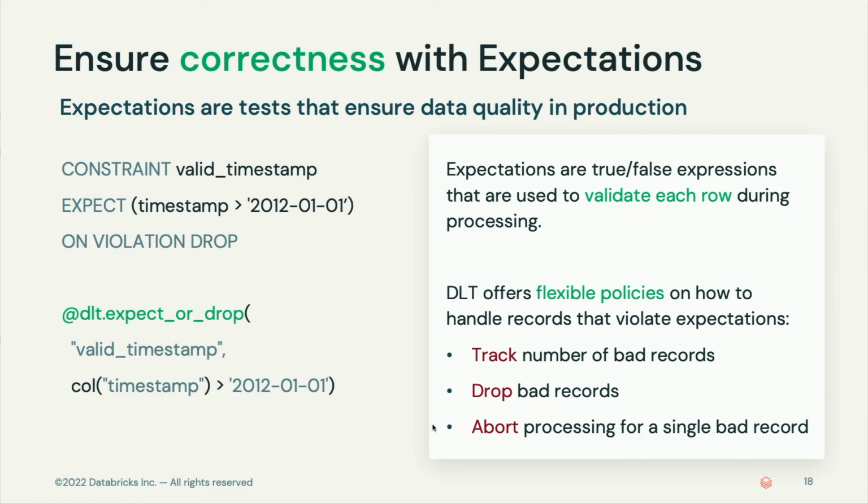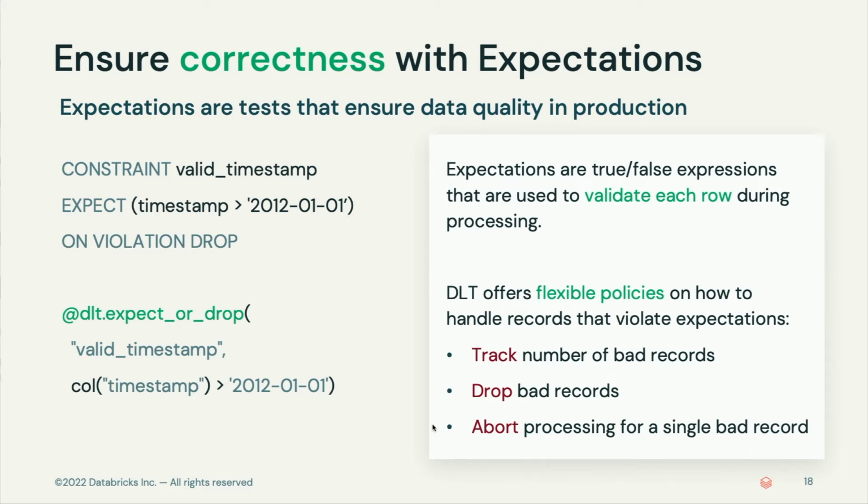But the reason they're more powerful than constraints, which can only fail when they see something unexpected, is because they have flexible policies that allow you to choose exactly what should happen when your expectations are violated. You can choose to just track how many bad records there are, and we'll show you that in the UI as a percentage. And you can say, I'm not worried as long as less than 5% of the data is bad. You can drop records so they don't affect downstream processing, but this is much better than just putting a filter in your query, because the filter is not going to tell you if it accidentally starts filtering out 90% of the input data.